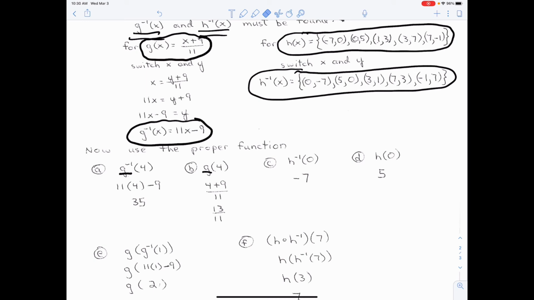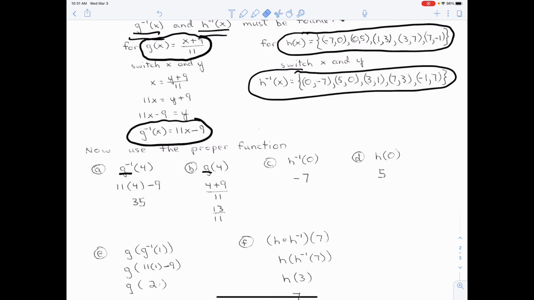For letter D, h of 0, which one are we going to use? We're going to use this function right here, because that's the h equation. So we find the point that's got an x-coordinate 0, and your y-coordinate's 5, so that's the answer. Okay?